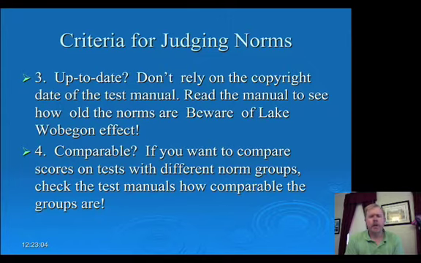Are the norms comparable? If you want to compare scores on tests with different norm groups, you've got to check the test manual to see how comparable those groups are. Are they all national? Do they include students of color? Do they include students with disabilities? These are all questions you've got to identify before you can say they were above average on this test, but they were below average on this other test. If you don't know who the norm groups were and whether or not they're comparable, you really can't make statements like that.